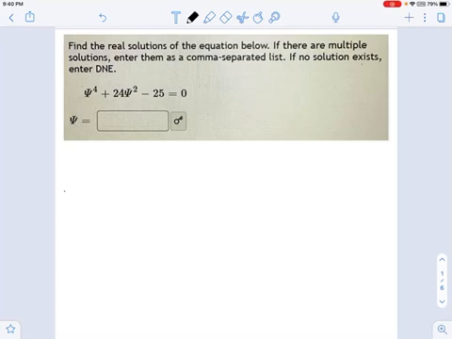Solving equations often means using factoring. There's a lot of factoring tools out there. One of our favorites is when you have an x squared and an x. You can just use simple factoring and then get your solutions quickly.